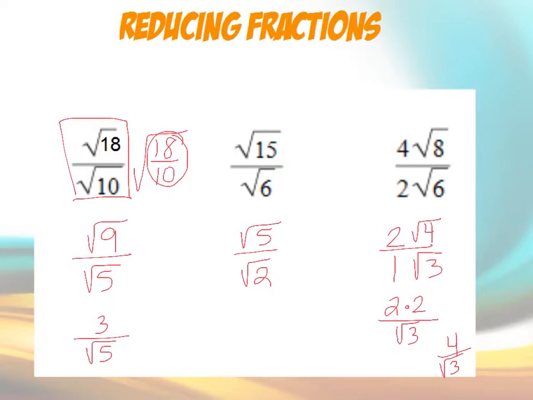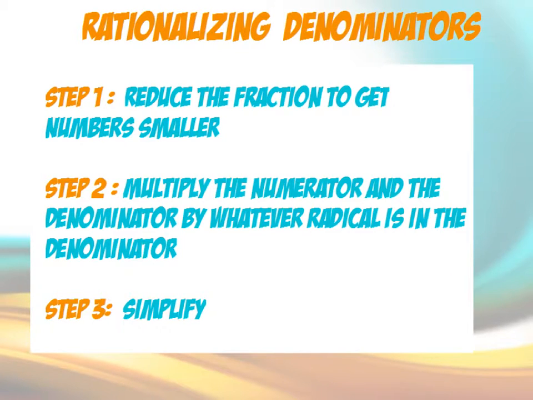Now, I haven't boxed in any of those because really, officially, those answers aren't really done. Let's talk about why. In mathematics, we like to do something we call rationalizing the denominator. We don't like to have irrational numbers. We don't like to divide by irrational numbers. And when you see a fraction, the denominator is always what you're dividing by. And radicals are irrational numbers.